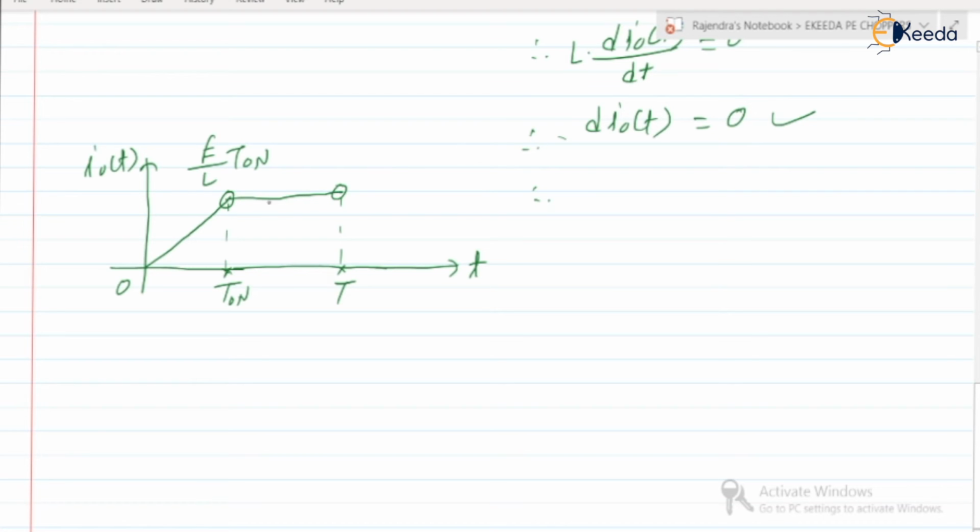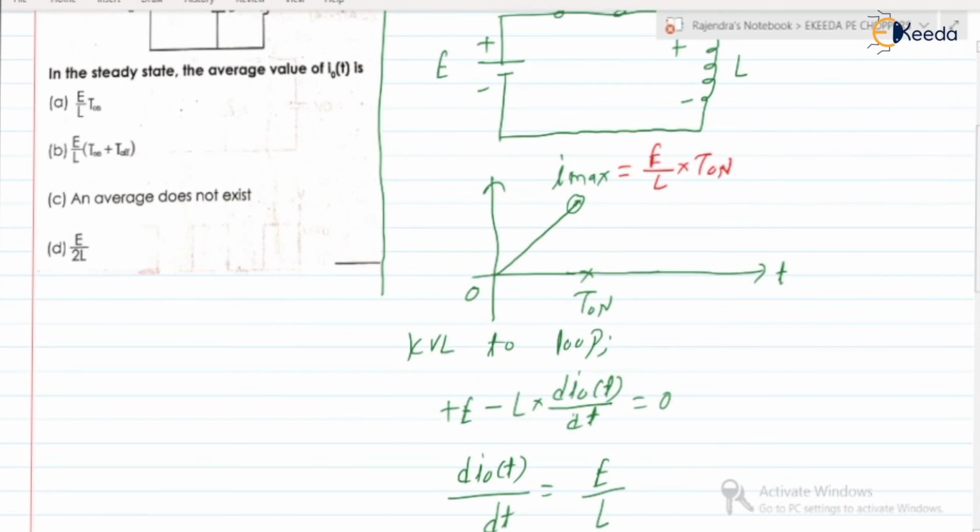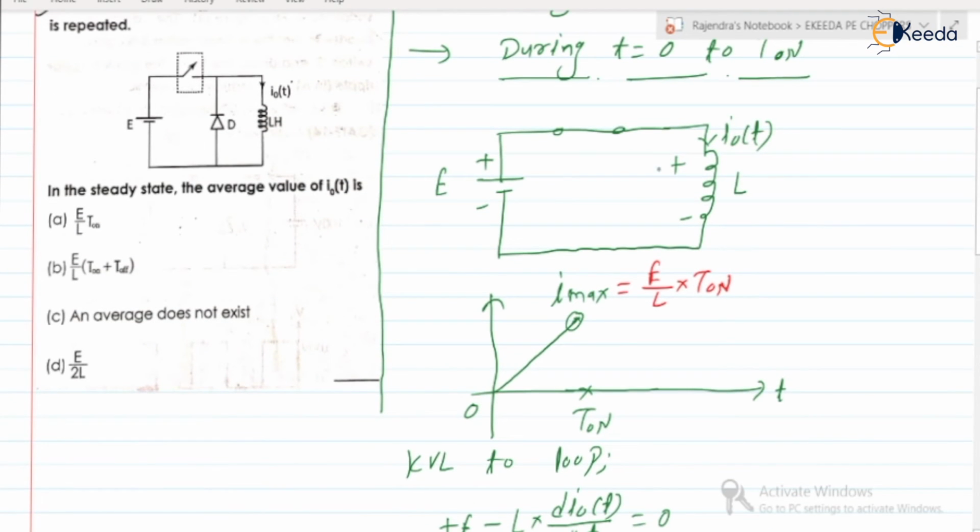I0 of T is a constant because di0 of T is equal to 0, which means the change in the current is 0, so the current will remain constant. This will continue till T, capital T. Okay, next, after T what will happen? Again after T, we will be having the circuit in the on state, which means the same circuit we will be having.